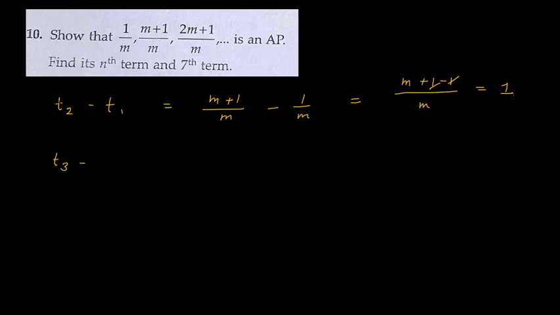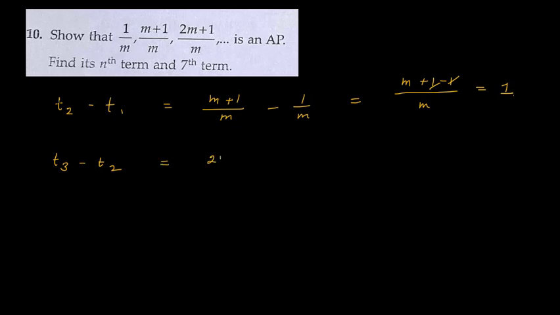It is that the difference between consecutive terms should be constant. That is the difference of second term minus first term, t2 minus t1. Here it is m plus 1 upon m minus 1 upon m. Now the denominator is the same, so I will write it once, and the numerator is m plus 1 minus 1, which, this 1 cancels, and m upon m is 1. So the difference is 1.